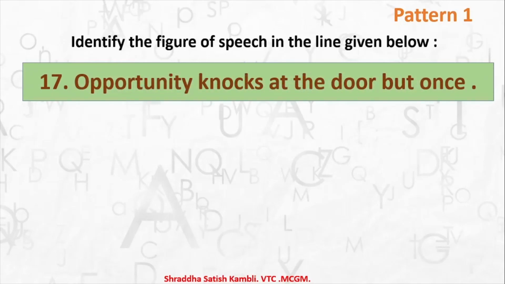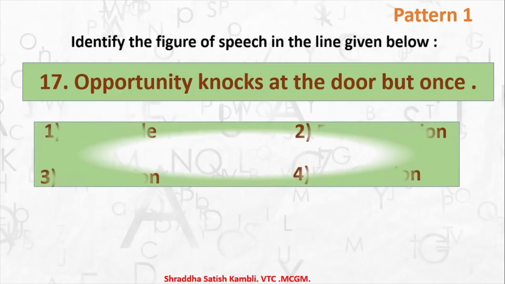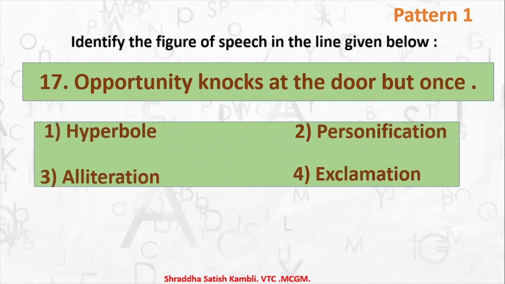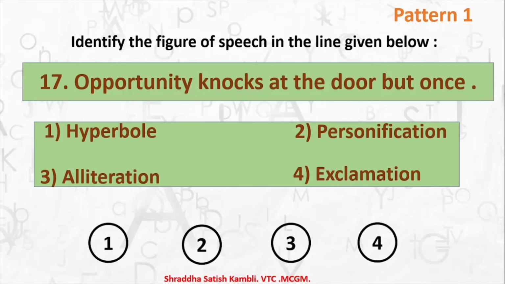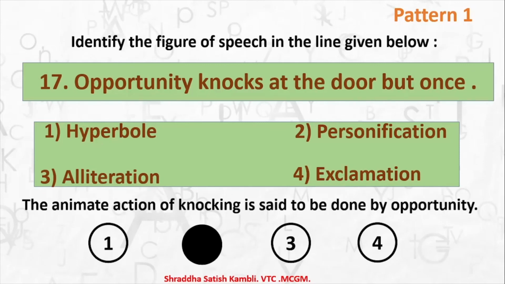Opportunity knocks at the door but once. Now this is a proverb. It is an idiom, which means that once you get a chance and you let it go, that chance never comes back. So opportunity knocks at the door but once. Let us see what it is. So is it hyperbole? Is it personification? Is it alliteration or exclamation? It is personification, because opportunity cannot knock. So an animate action of knocking is said to be done by opportunity.